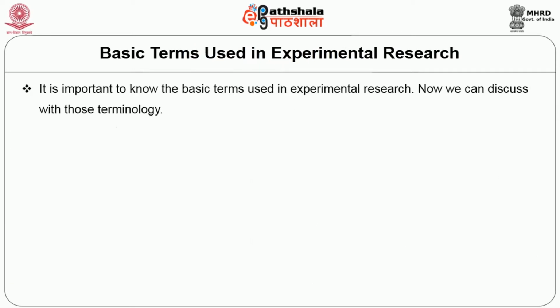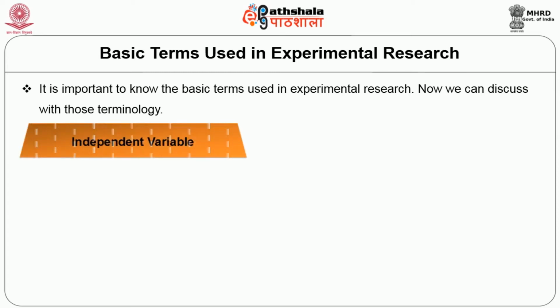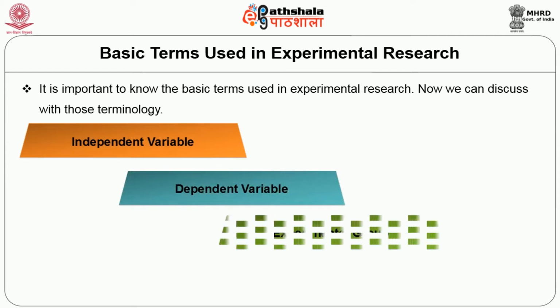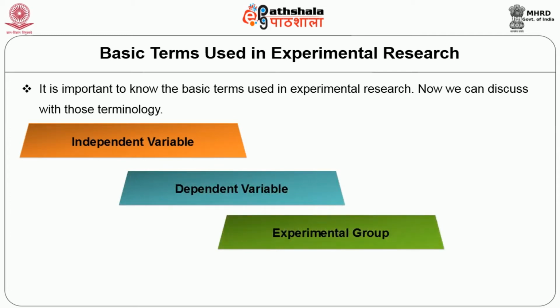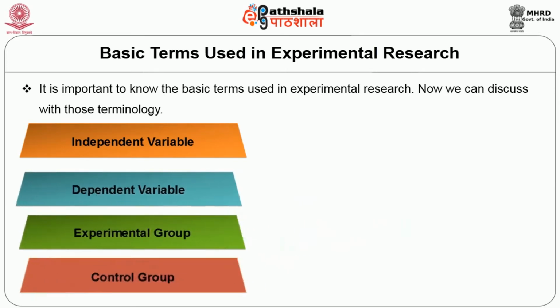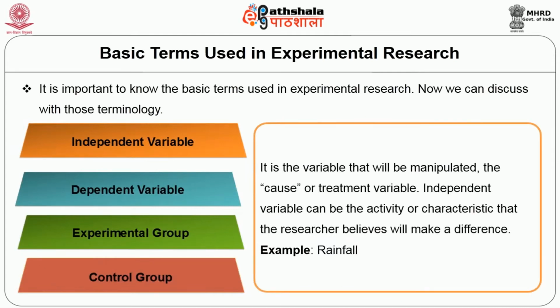Next, we can discuss the basic terms which are used in experimental research. It is important to know the basic terms used in experimental research. Now we can discuss those terminologies. Some of them are independent variables, dependent variables, experimental group and control group. First, let us see what is an independent variable.